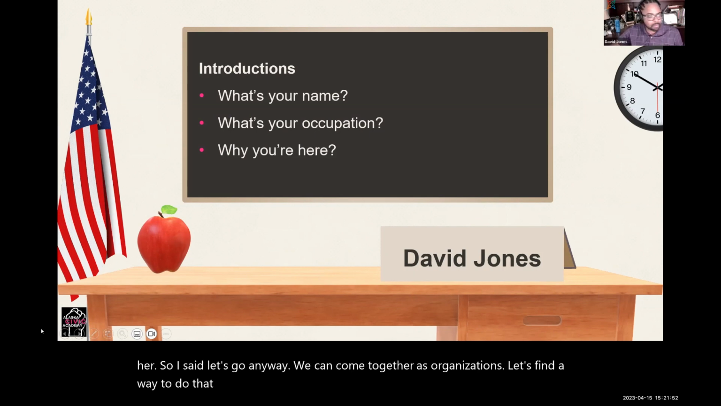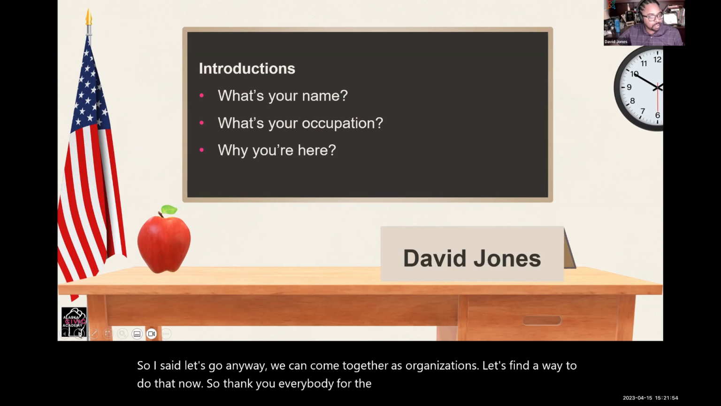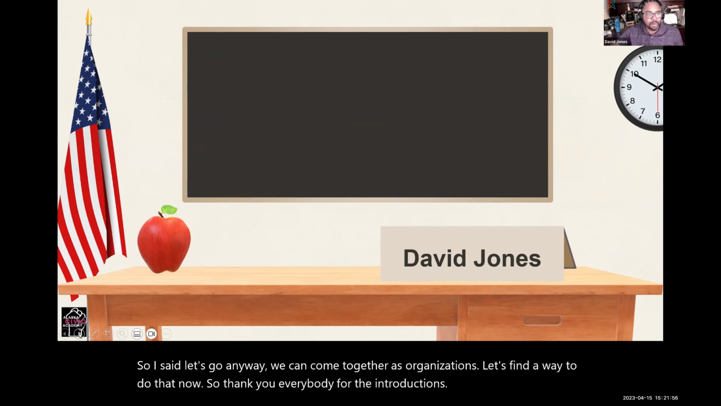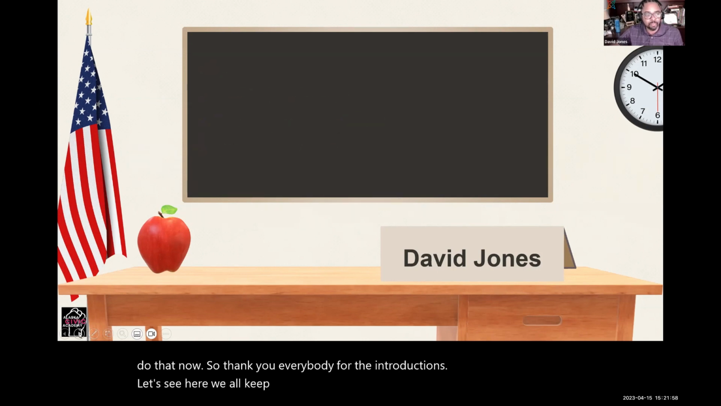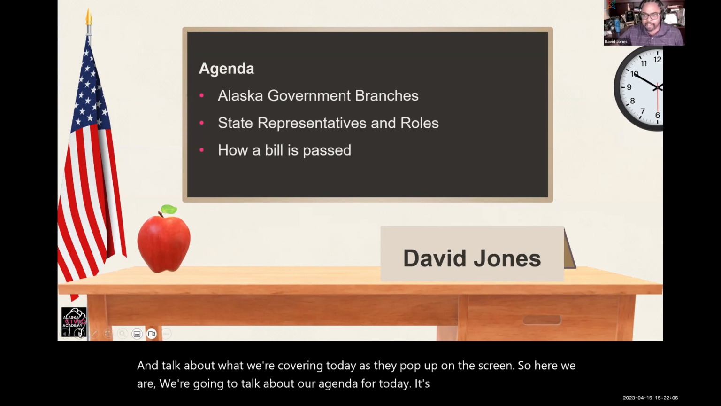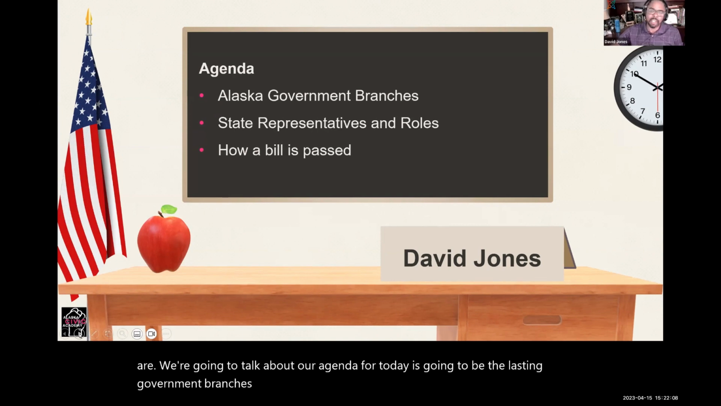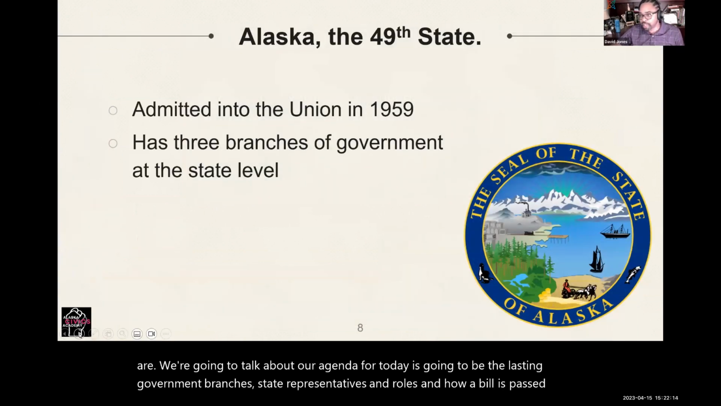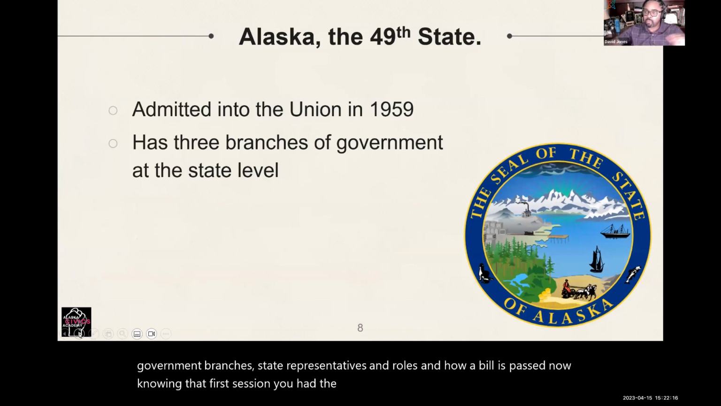So thank you, everybody, for the introductions. Let's see here. We're going to keep this party rolling and talk about what we're covering today as they pop up on the screen. So here we are. We're going to talk about our agenda for today. It's going to be the Alaskan government branches, state representatives and roles, and how a bill is passed. Now, I know in that first session you had how a bill is passed, but we were talking more federal. We're going to get on that state level.